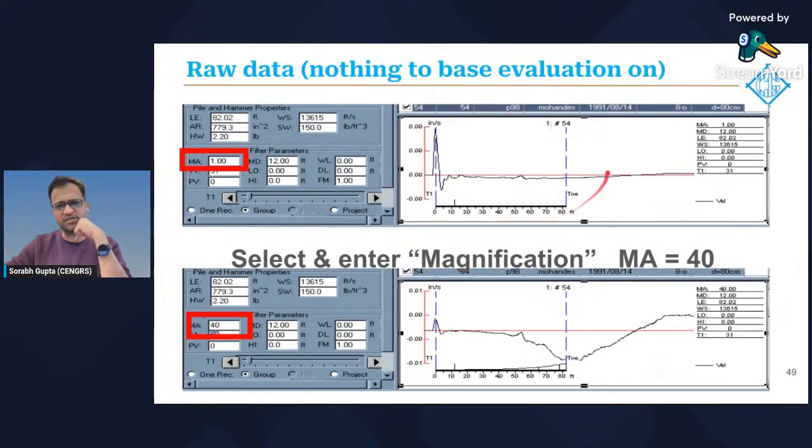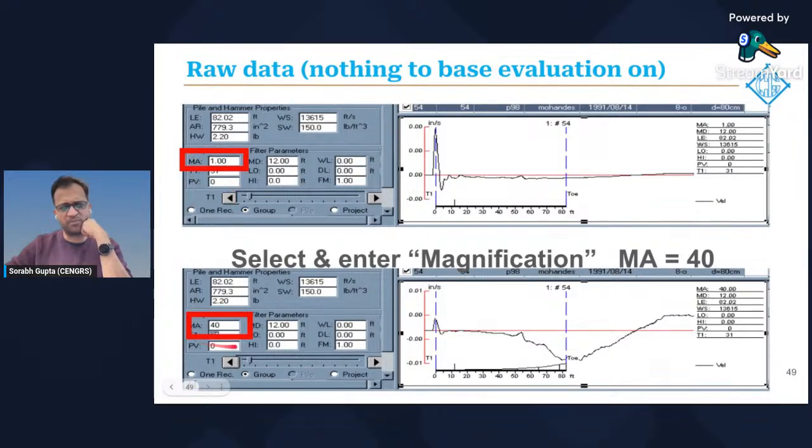Look at this data. This is typically what PIT data would look like when you go to site. Now you see here that unlike the ideal signal which I showed you, you have a head response, but I don't have a toe response. If I don't have a toe response, I can't really interpret the length of my pile. So what do I do here? We use something known as MA, or the magnification factor. Here the MA was only 1.